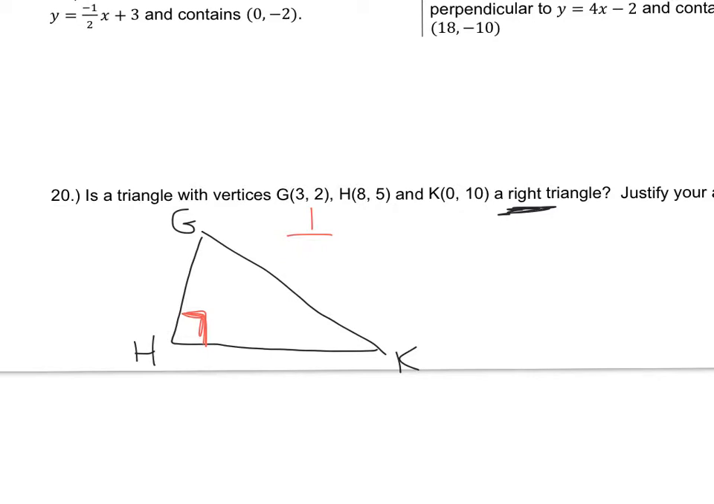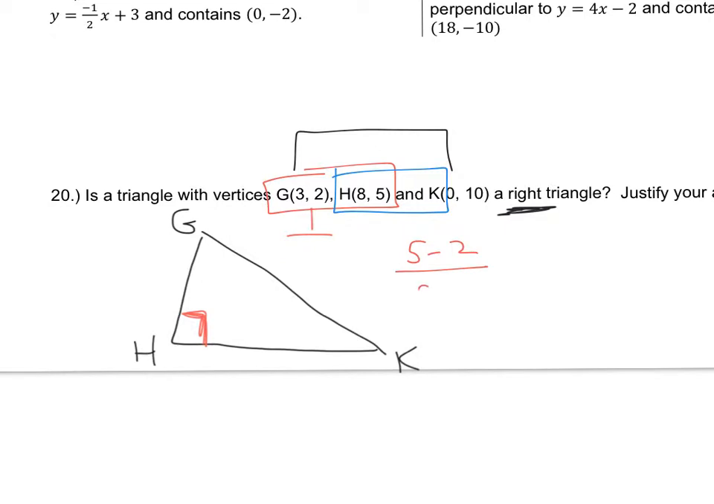You have to do 3 separate fractions and decide if any of those relationships are opposite reciprocals. In other words, I'll just do one of them for a sample. I'm going to do side GH to get a slope. You also have to do side HK, and then you also have to do side GK, which would involve the first and the third pairs. So let's do the red one. 5 take away 2 over 8 take away 3. It looks like that slope will be 3/5.